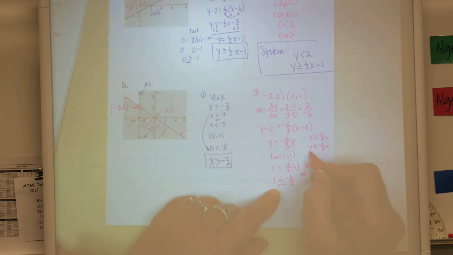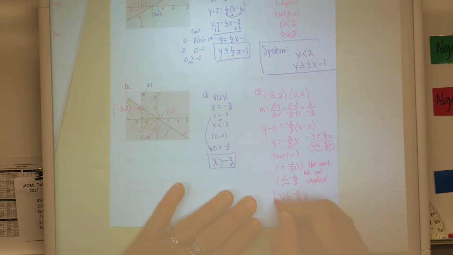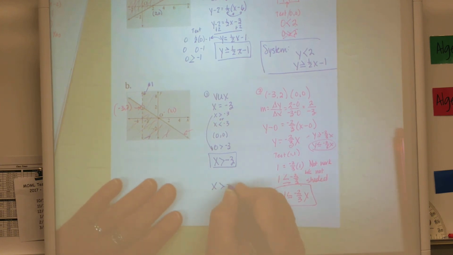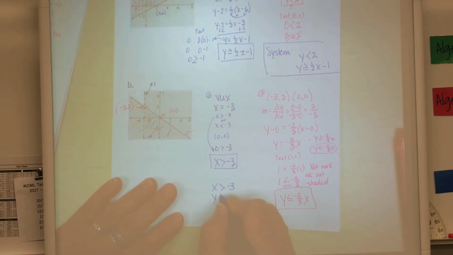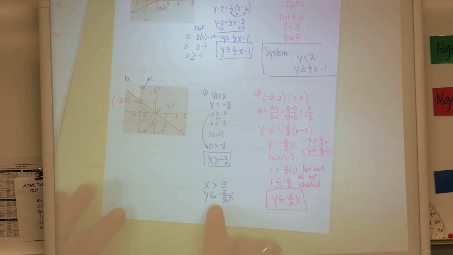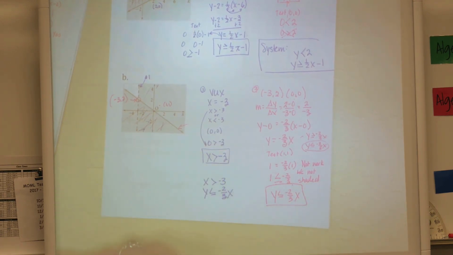So that's the inequality I want to use for my equation: y is less than or equal to -2/3 x. And so my system is x is greater than -3, and y is less than or equal to -2/3 x. Okay, so you want to create the inequality that's not going to make this one work, but it does make the other one work because we shaded to include that particular test point. Okay? All right.